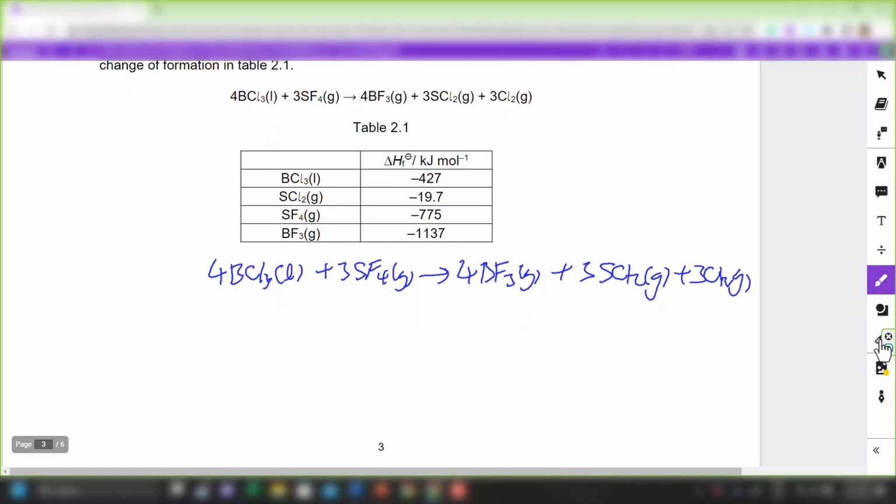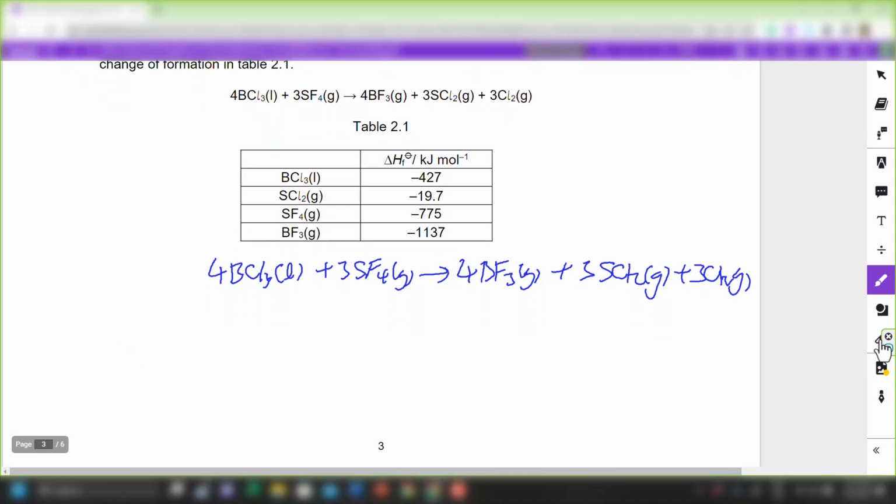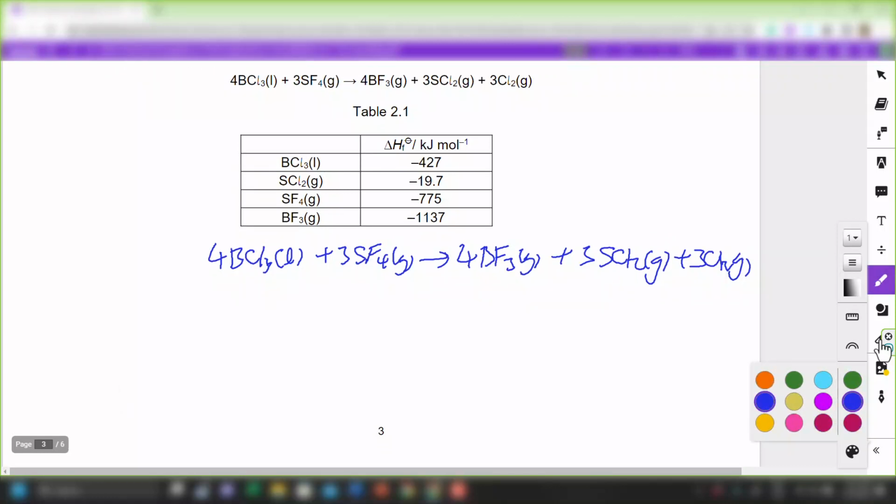Okay, so same idea. I'm given the enthalpy change of formation of BCl3, SF4, BF3, SCl2. I do not need the enthalpy change of formation of chlorine because by definition it is 0. Okay, then I'm going to continue drawing the cycle.